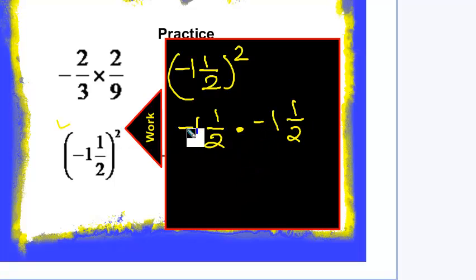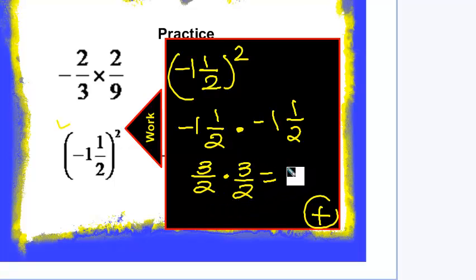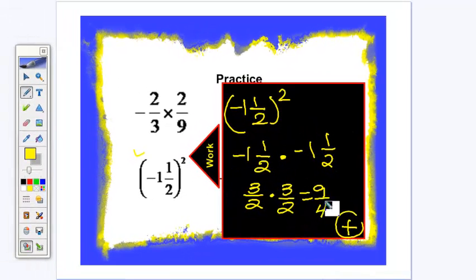Now, because I'm multiplying a negative times a negative, my answer will be positive. Now, ignore the negatives. Alright? So, let's go ahead and change this. This will be 3/2 times 3/2, which we'll get 9/4. And that 9/4 will be changed to 2 1/4. Okay, and our answer is supposed to be positive. This is positive, so we leave it alone. Okay, very easy, right? Alright, now let's go ahead and do the last one.